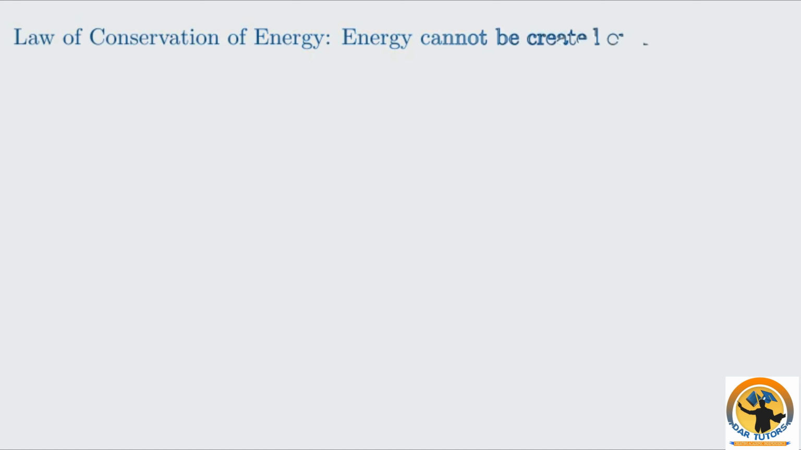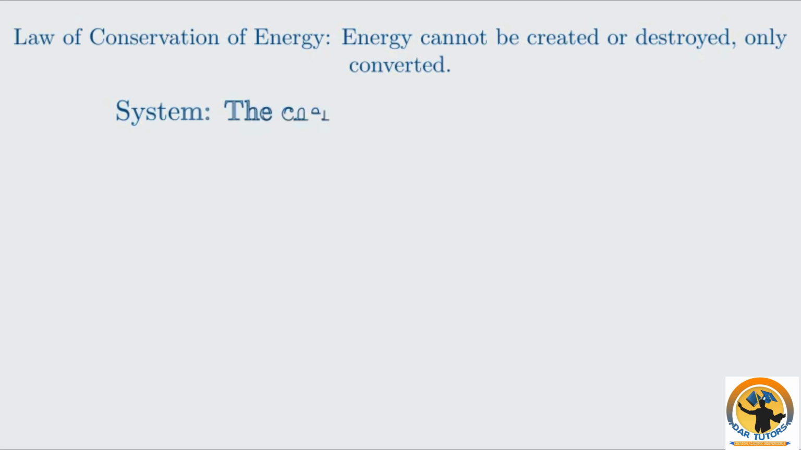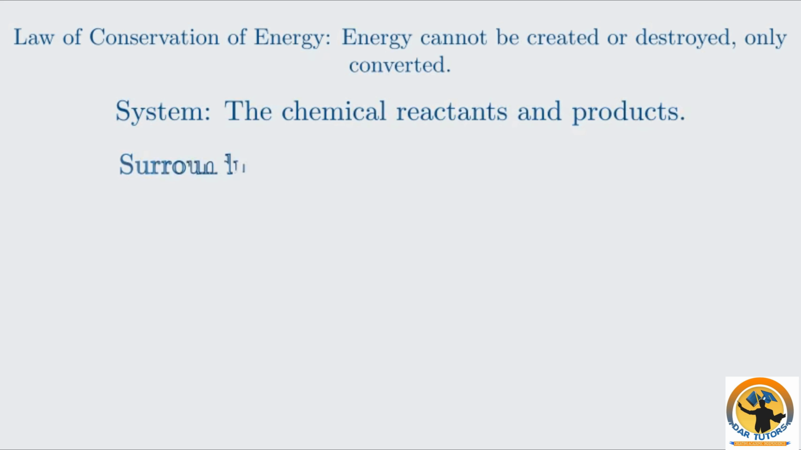The law of conservation of energy is fundamental here. It states that energy cannot be created or destroyed, only converted from one form to another. In chemistry, we focus on the energy transfer between the system and the surroundings. The system is the part of the universe we are studying, typically the chemical reactants and products. Everything else is considered the surroundings.